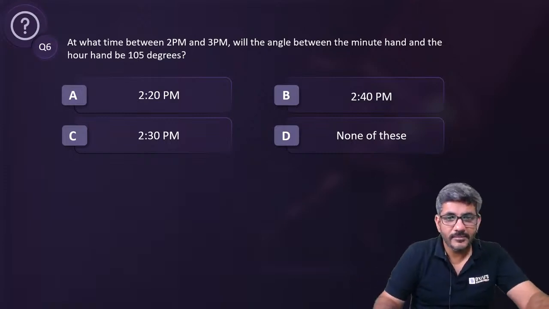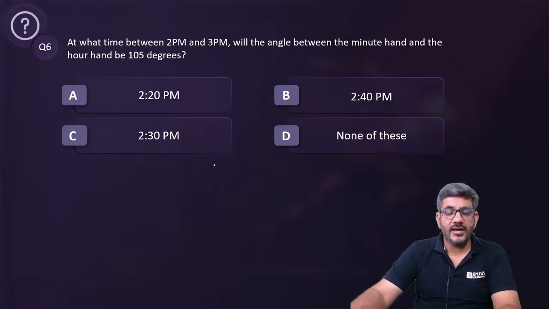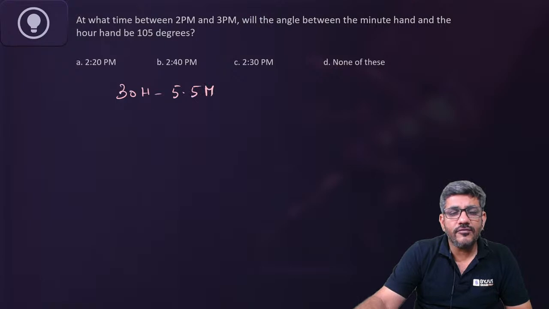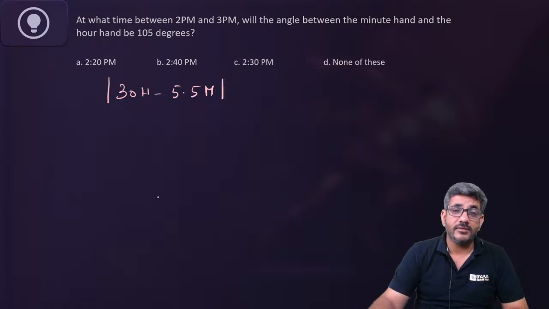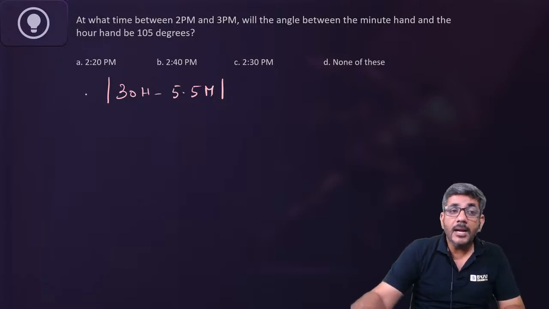Okay, शुरू करते हैं. The question says at what time between 2 and 3 p.m. the angle between minute hand and hour hand will be 105 degrees. I gave you a formula as 30h minus 5.5m, but I gave you the formula to find out the angle when the time is given. The question is different now. He's given you the angle and he's asking you the time. I put a mod on it.